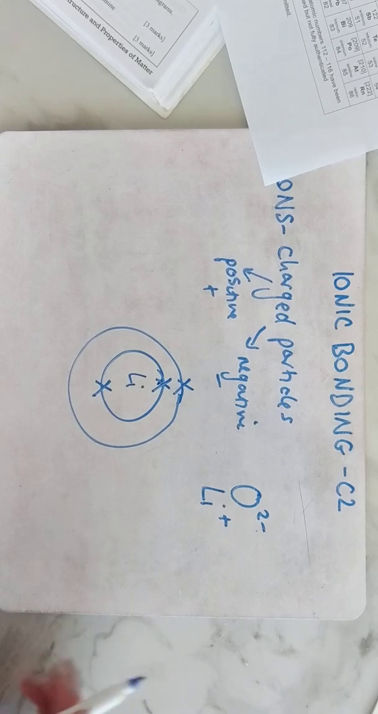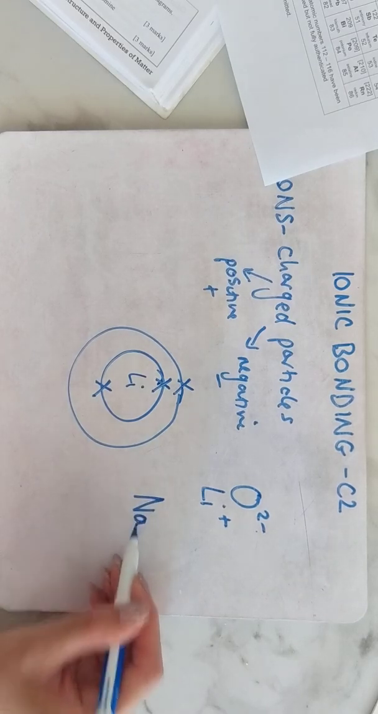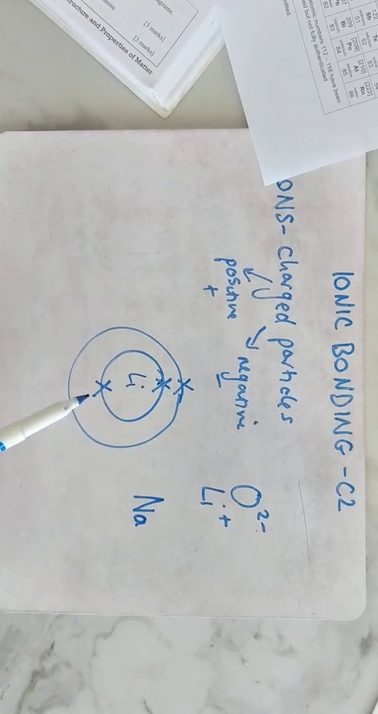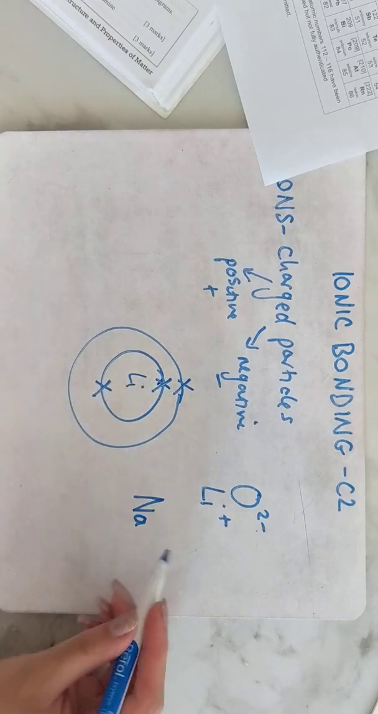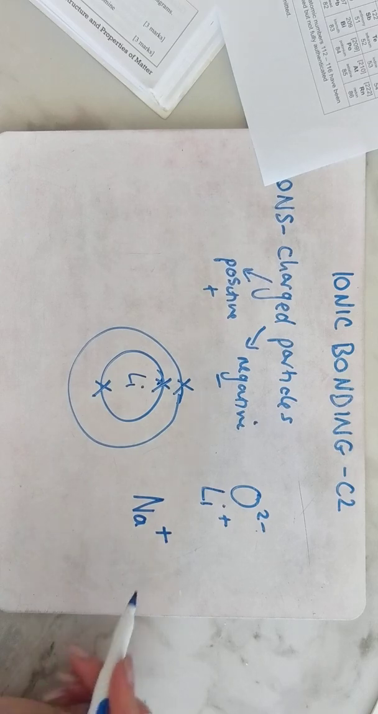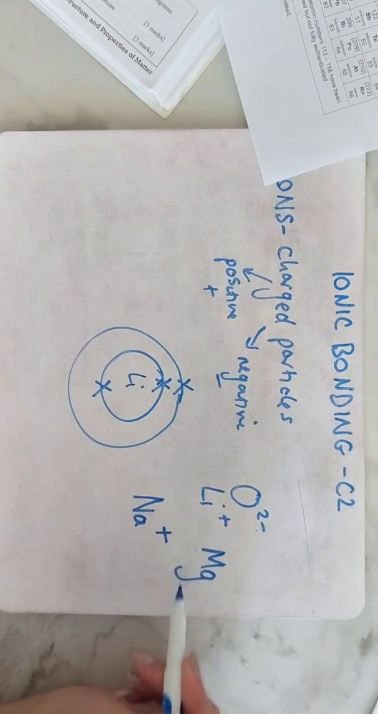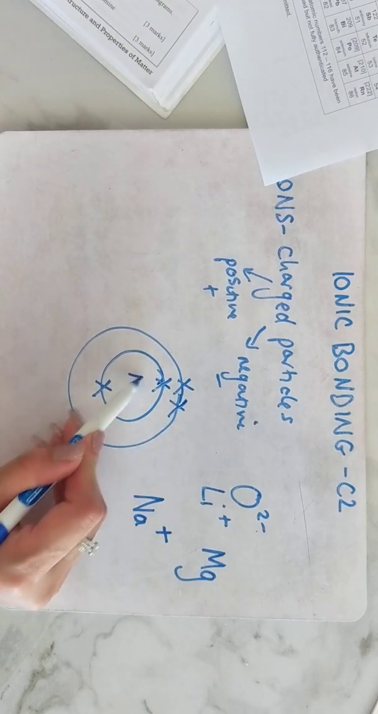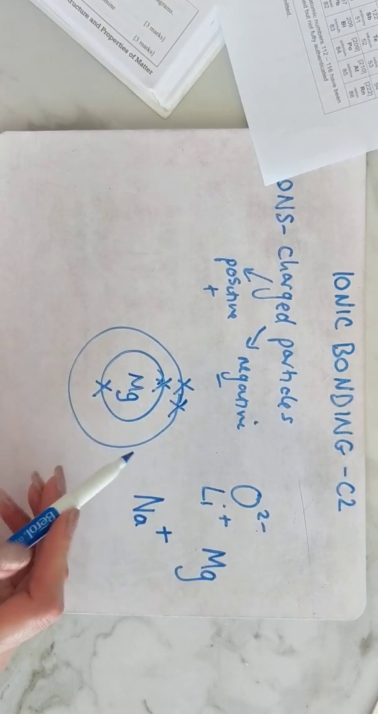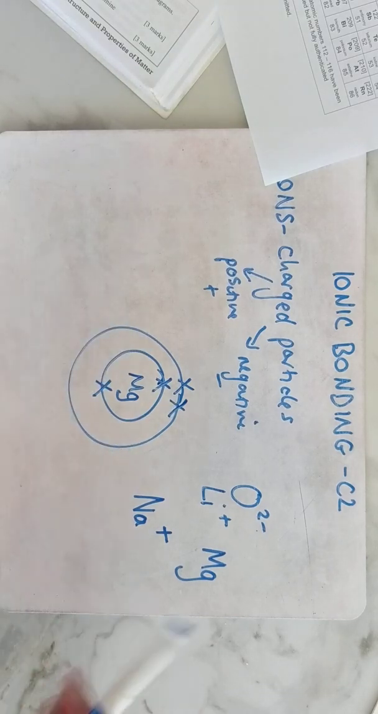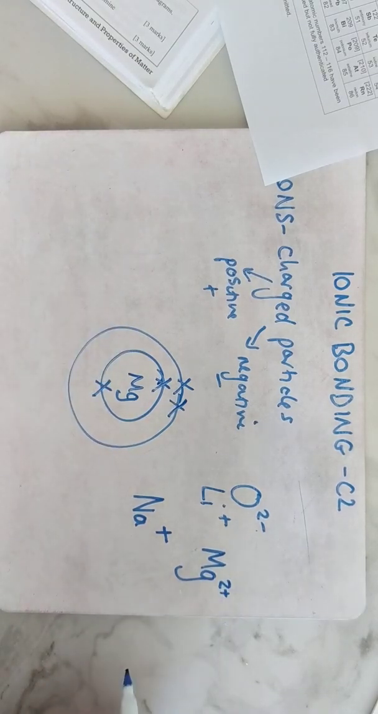How about sodium? Sodium is in group 1, so again it has 1 electron in its outermost shell. The charge will be +1, or just plus, you don't have to put the 1. Let's look at magnesium. Magnesium is in group 2, which means it will have 2 electrons in its outermost shell. Again, it's easier to lose those 2 than to gain 6. So the charge is 2+.